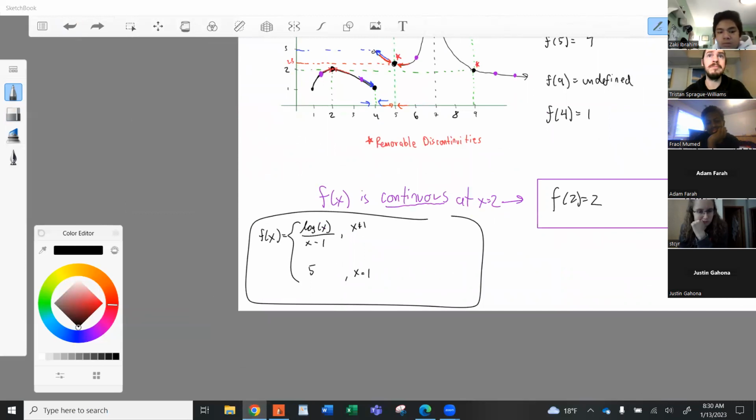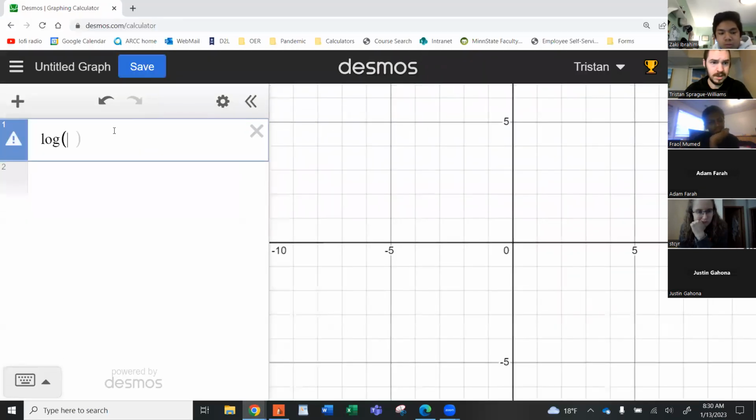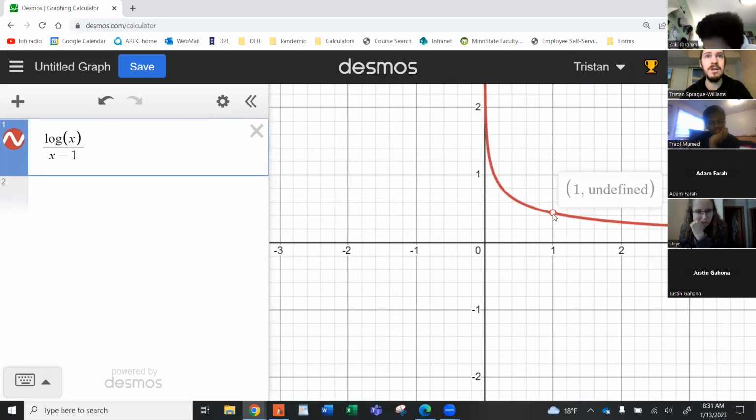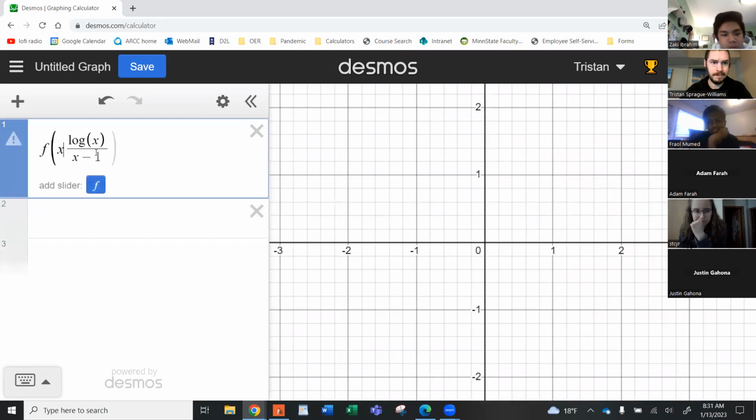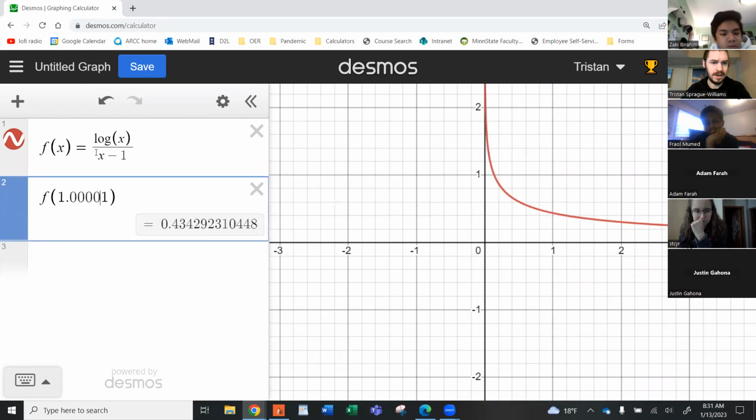I think we did that numerically. Log of x over x minus 1. It does have a hole at x equals 1 over here. It's undefined right there. See? And it's getting close to something. Now, if you do f of 1.01 or 1.00100001, we can see those numbers are getting close to 0.4343, kind of. I mean, that's a hard number to write down because it looks like it's probably irrational.